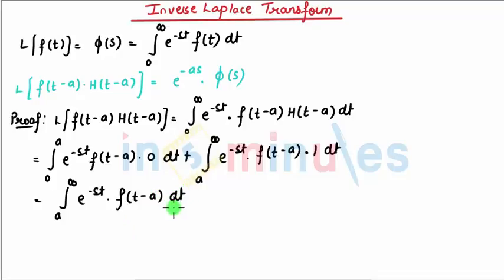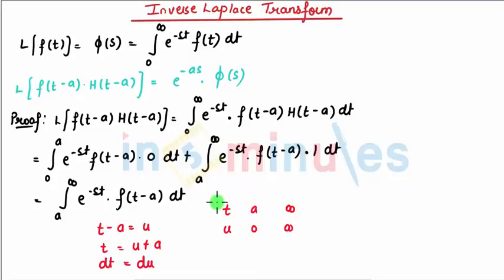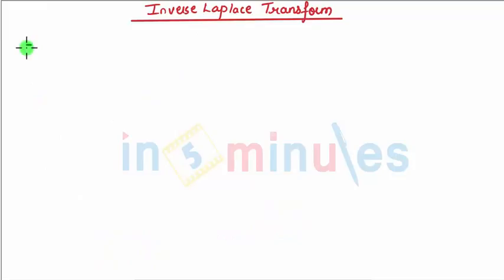Now let's solve this. What I do, I substitute t minus a is equal to u. So I get t is equal to u plus a. So dt is equal to du, where my limits of t were a to infinity, where limits of u will be, if you put t equal to a, that becomes 0, and for infinity it will be infinity. So limits changed. So now I can substitute limits, that becomes 0 to infinity e raised to minus s.